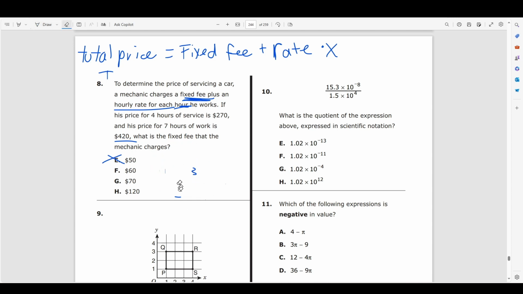So one of our original equations was 270 is equal to 4 times our rate plus our fixed fee. So in this case, 270 is equal to 4 times our rate, which is 200, because our rate is 50. 4 times 50 is 200, plus our fixed fee of F. So subtract 200 on both sides, and you get that 70 is equal to F. So that's answer choice G.